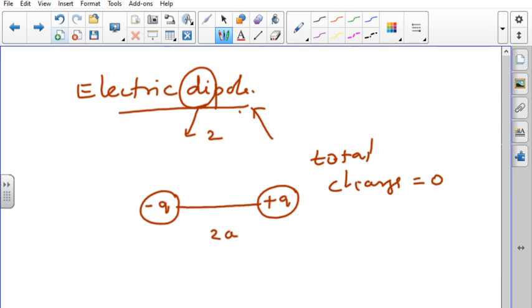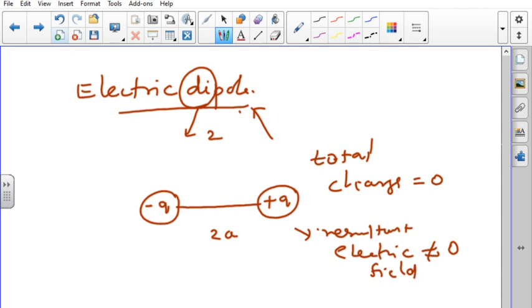Can we say the electric field is also going to be 0? Definitely not. The electric field due to each individual charge will be different, and there will definitely be a resultant electric field due to these two charges. The resultant electric field will be present. It will not be equal to 0. So there arises the concept of electric dipole, because there is an electric field as they are placed closer. So let us define what an electric dipole is. Two equal and opposite charges separated by a small distance constitute an electric dipole.